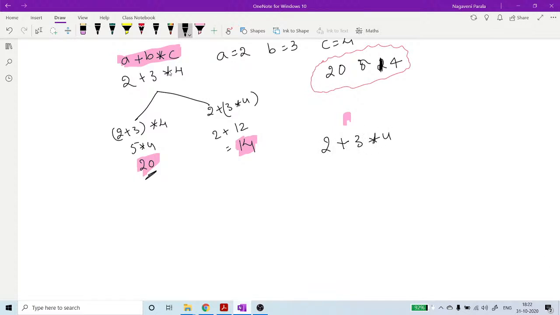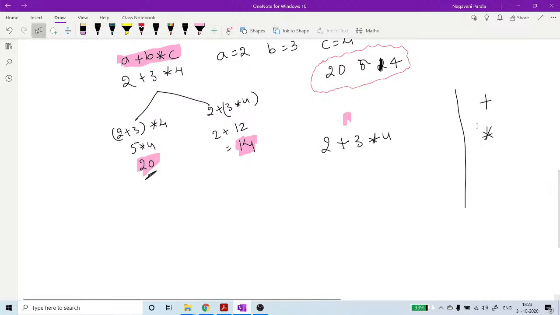Whenever you get such things, first write all the operators here. What are they? Plus and multiplication. These are the two operators involved in the expression. Based on that, which one has to be performed first? Whether multiplication has to be performed first or addition should be performed first. This is the question for us, which has to execute first. Based on the precedence we will evaluate.